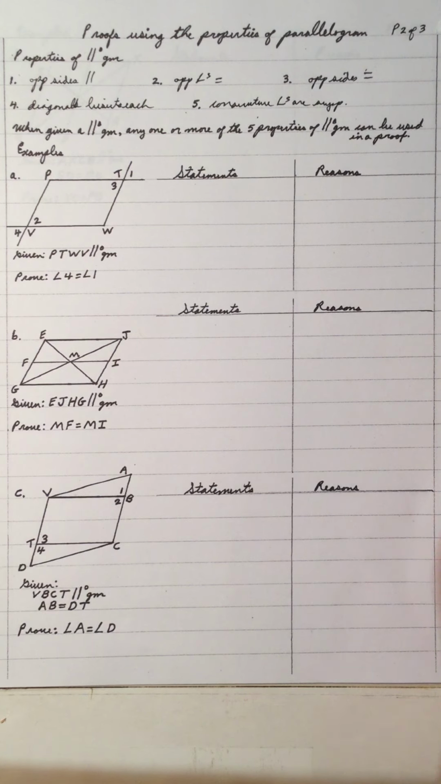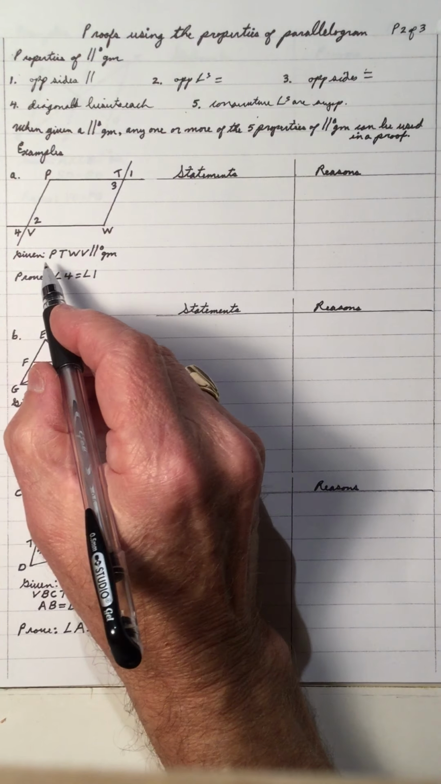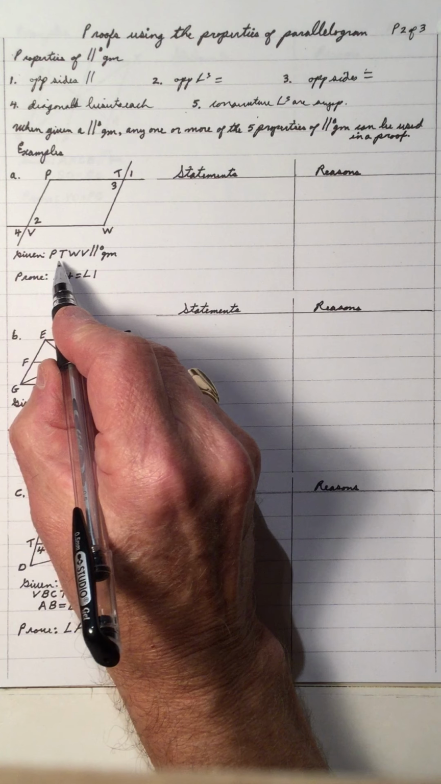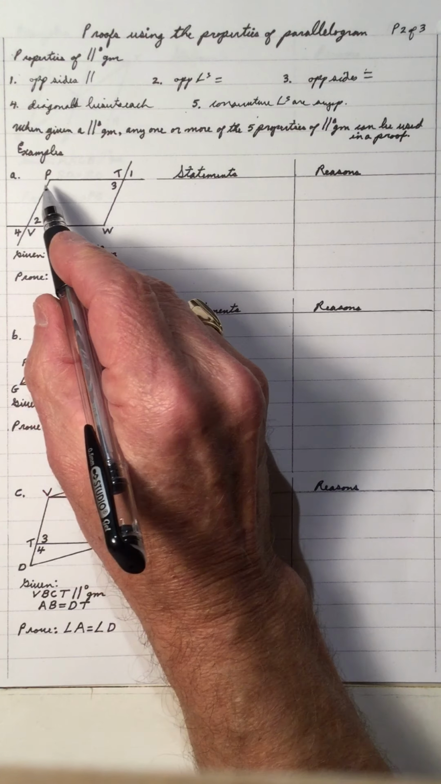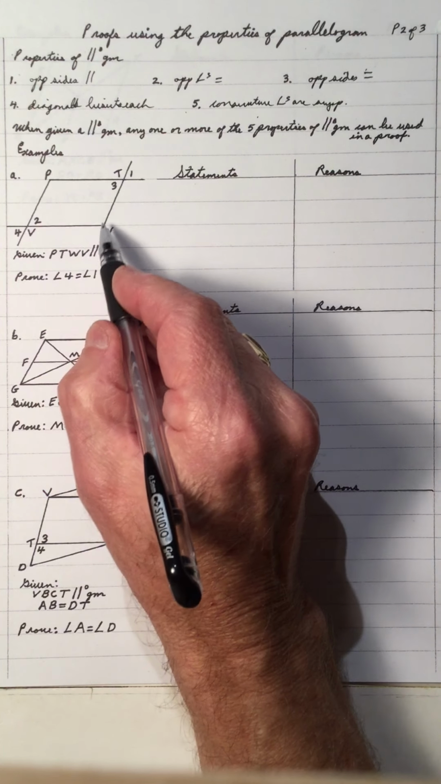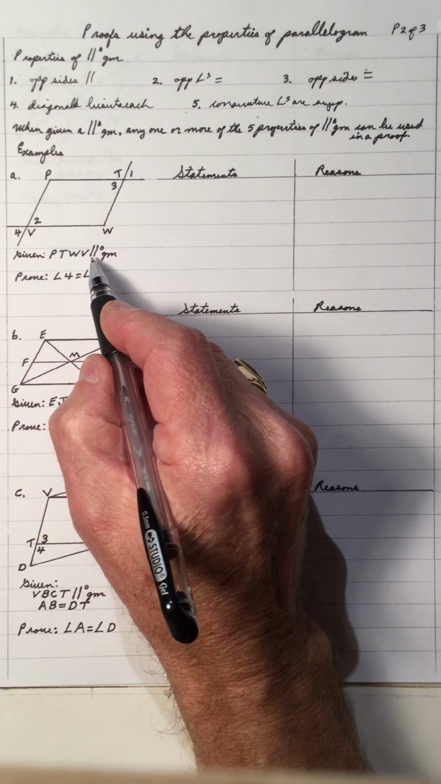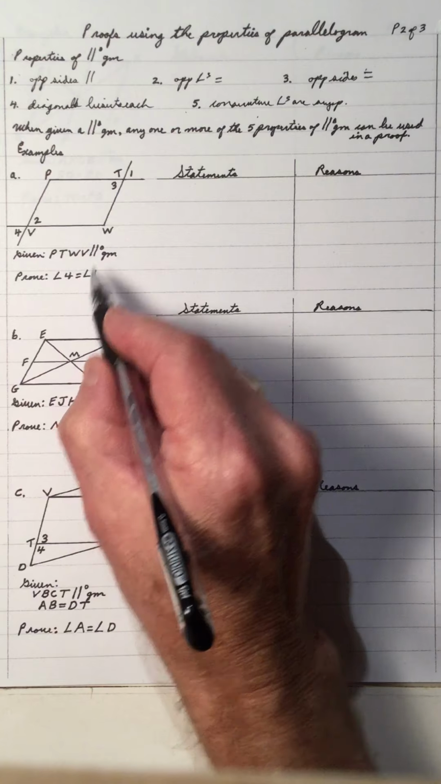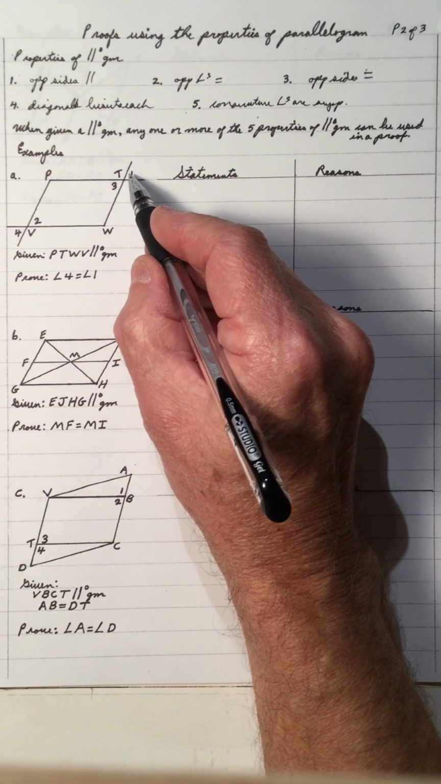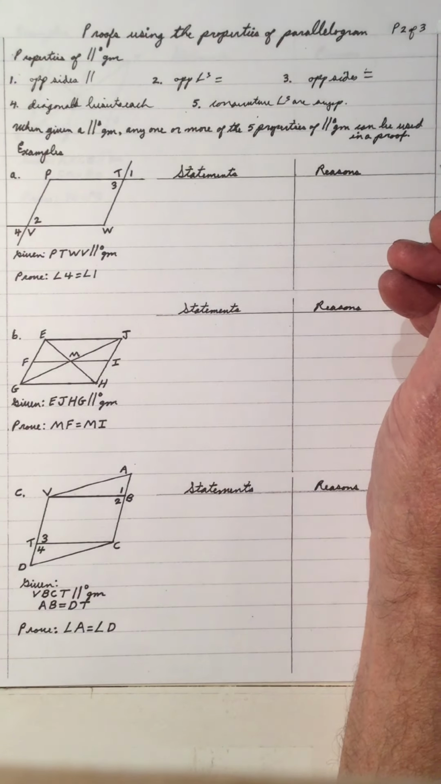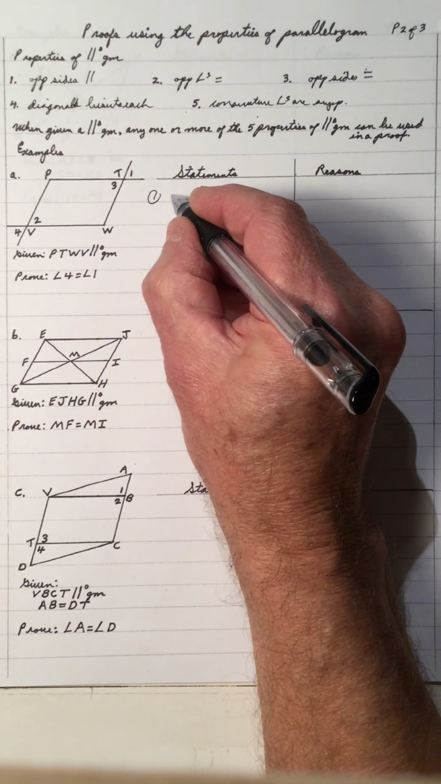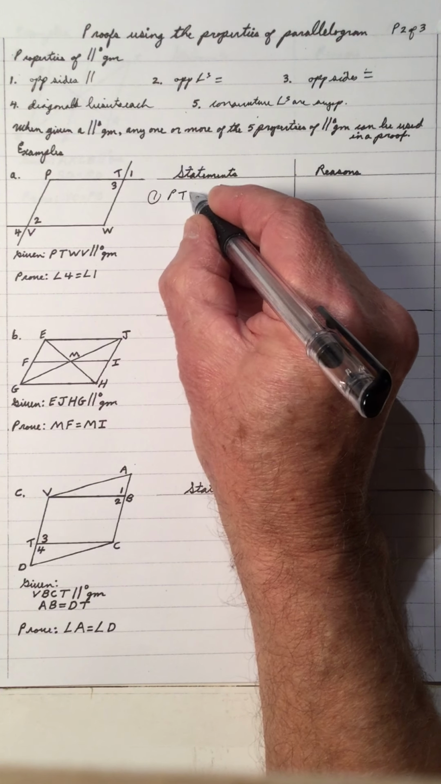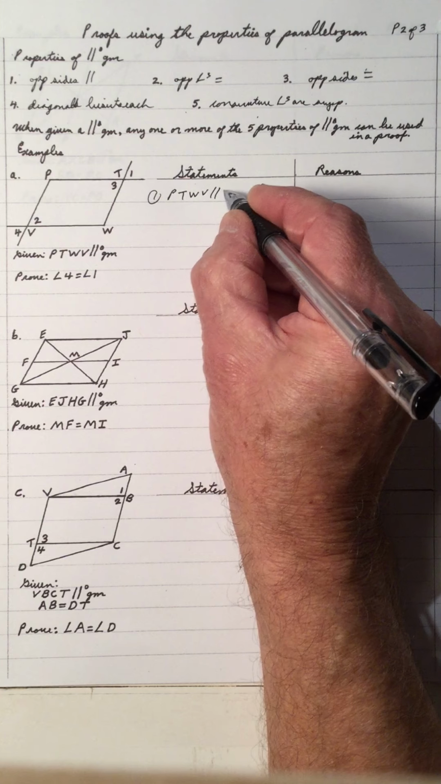So here we go. Let's do some examples. Given PTWV is a parallelogram. We're going to prove that angle 4 equals angle 1. So how do we go about that? Well, we're given a parallelogram, PTWV.